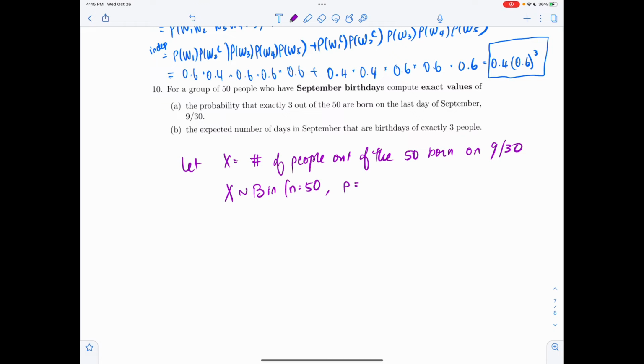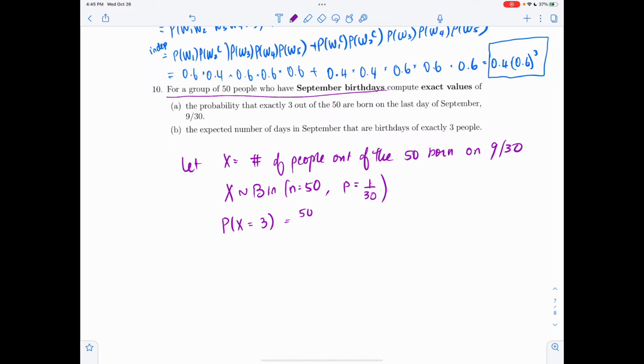And what's the probability of being born on 9:30? Now, normally you would say 1 over 365. But the thing is, all of these 50 have September birthdays. You're only looking at people who have September birthdays. So in that case, this probability is 1 over 30. Make sense? And we want the probability X equals 3.